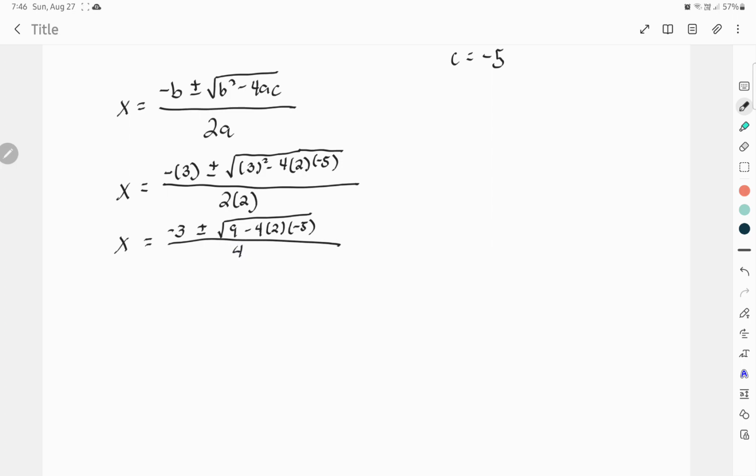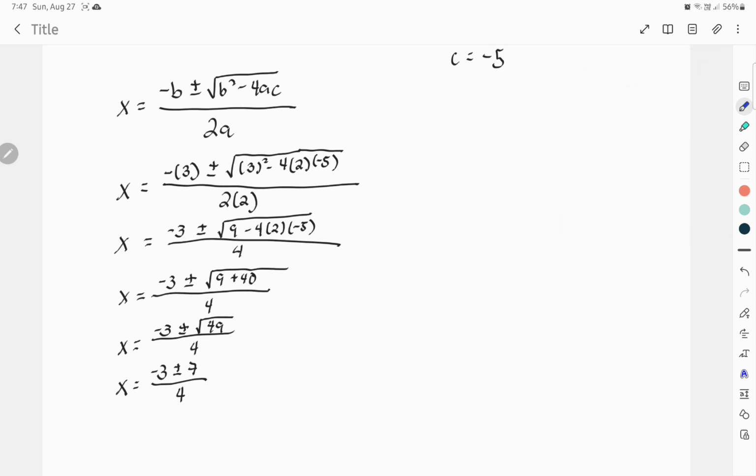What I did is just substitute one at a time. Then x would be equal to negative 3 plus or minus, and I'm going to solve what's inside the radical. You have 9, negative 4 times 2 is negative 8, negative 8 times negative 5 would be 40, all over 4. So x would be equal to negative 3 plus or minus square root of 49, all over 4. So x would be equal to negative 3 plus or minus 7 divided by 4. Now, this is a good part because we have our answer.